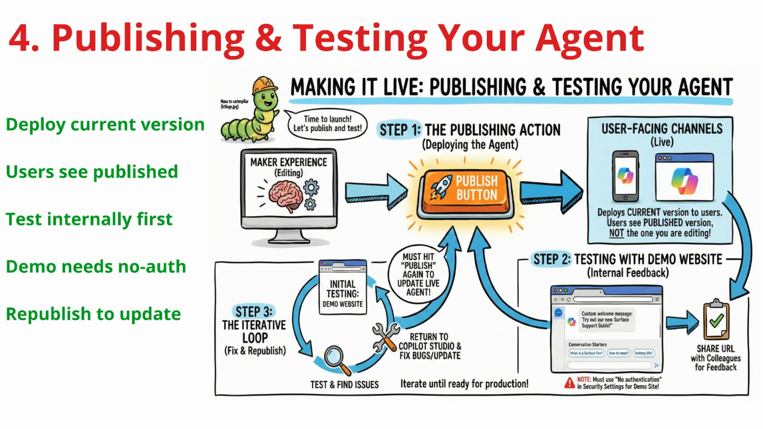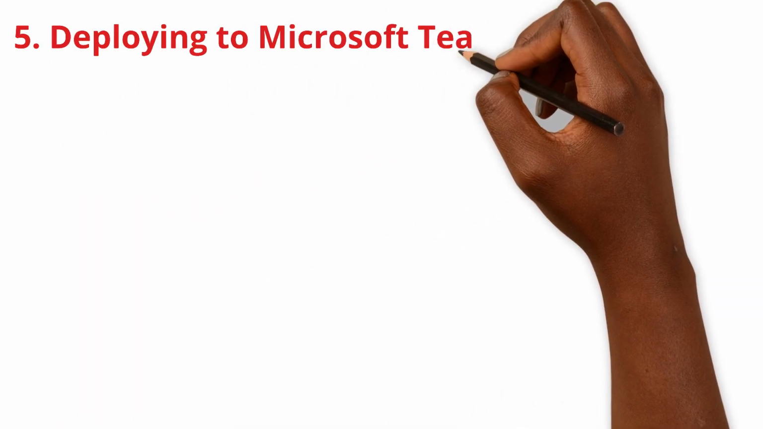If you find issues during testing, enter the iterative loop, return to Copilot Studio to make fixes, and then, most importantly, you must hit that publish button again to push those updates live. Keep iterating until it's ready for production. Let's get your agent to your colleagues.